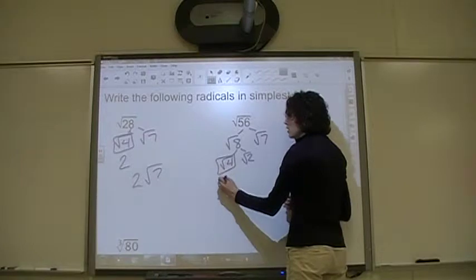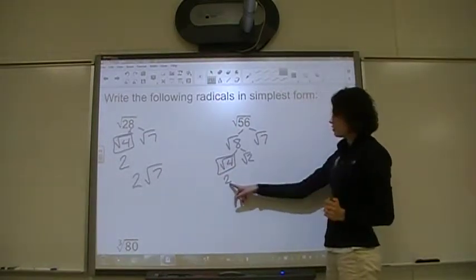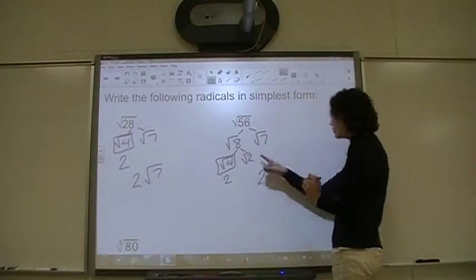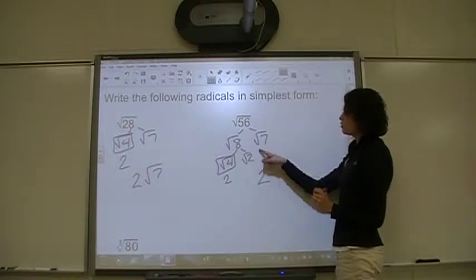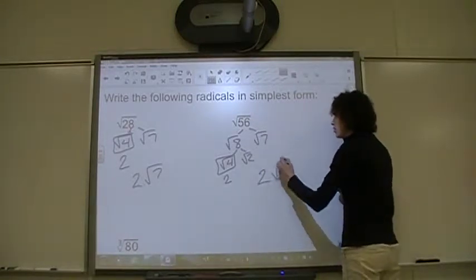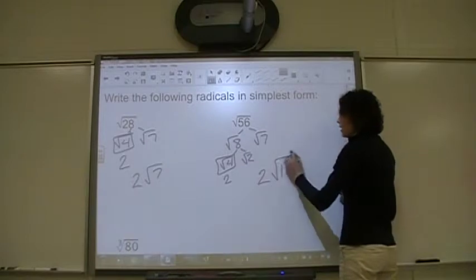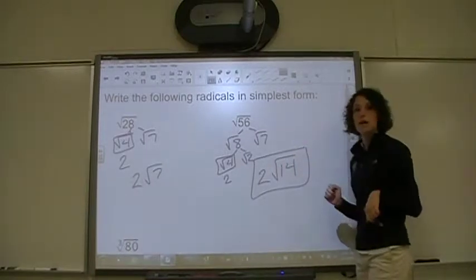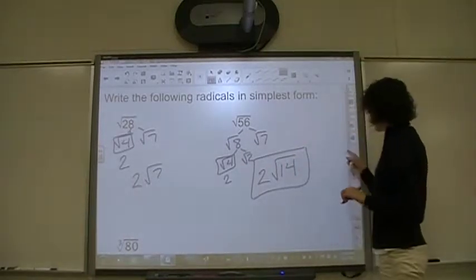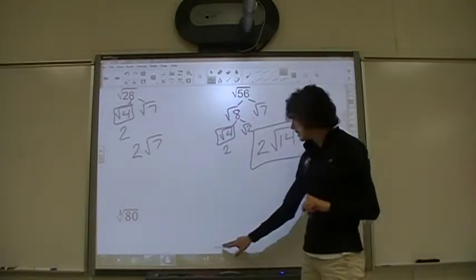Square off your 4 and you get 2. So what you want to do then is you have 2 and then you have these two radicals. Radical 2 times radical 7 gives me radical 14. So my final answer is 2 radical 14. Alright, now let's look at the cubed root of 80.